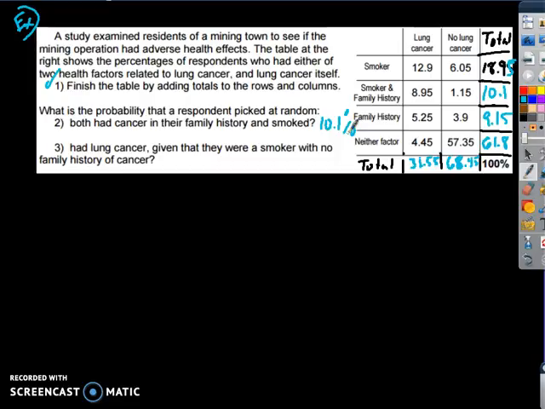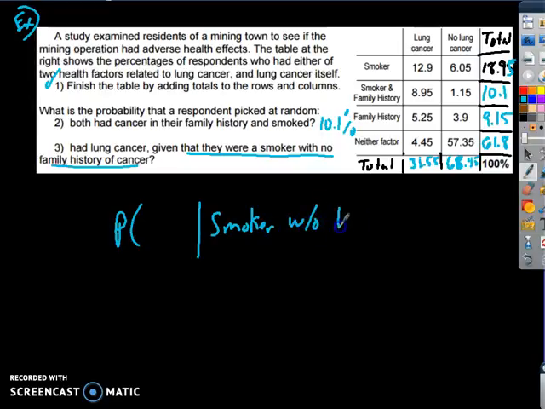All right, the third one says, what is the probability they had lung cancer given that they were a smoker with no family history of cancer? So this is a probability question. Given that follows a bar. So it is given that they were a smoker without history. This is the given part. The part that comes before given is had lung cancer.